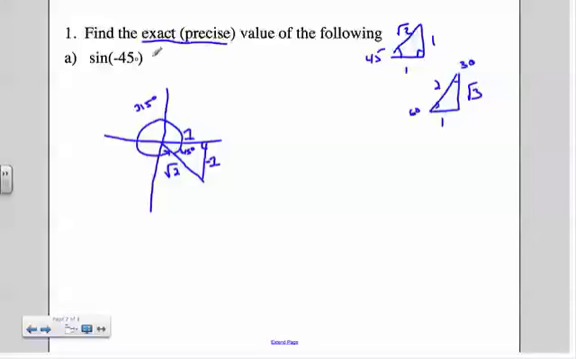But this here is down 1, so it's negative 1. So now to find the sine of negative 45, I'm just taking O and H out of this triangle. Opposite is negative 1, hypotenuse is root 2. So the sine of negative 45 is negative 1 over root 2.